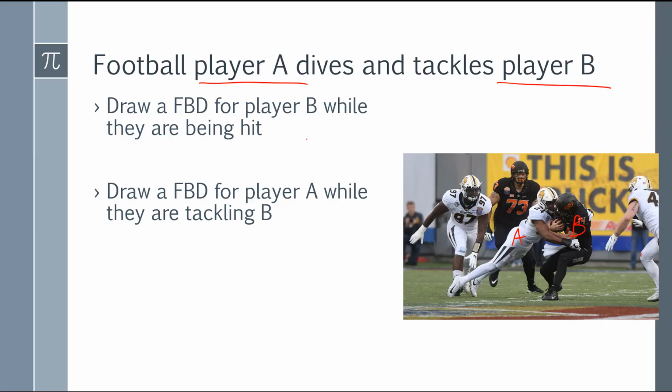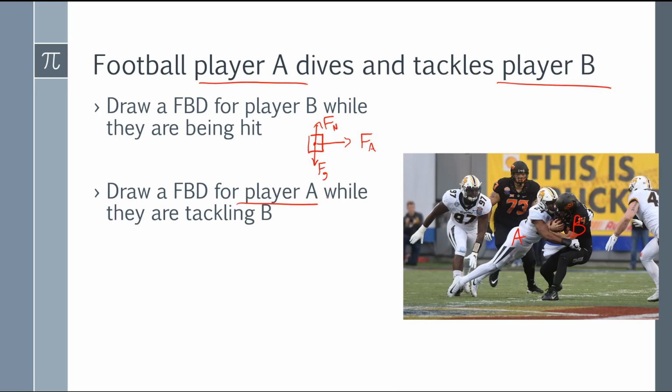What is the free body diagram for player B while they're being hit? Well, player B is feeling gravity down, force of gravity. They're on the ground, so they're feeling a normal force cancel that. And A is pushing them, and it's pushing them to the right. So there's going to be an applied force from A.